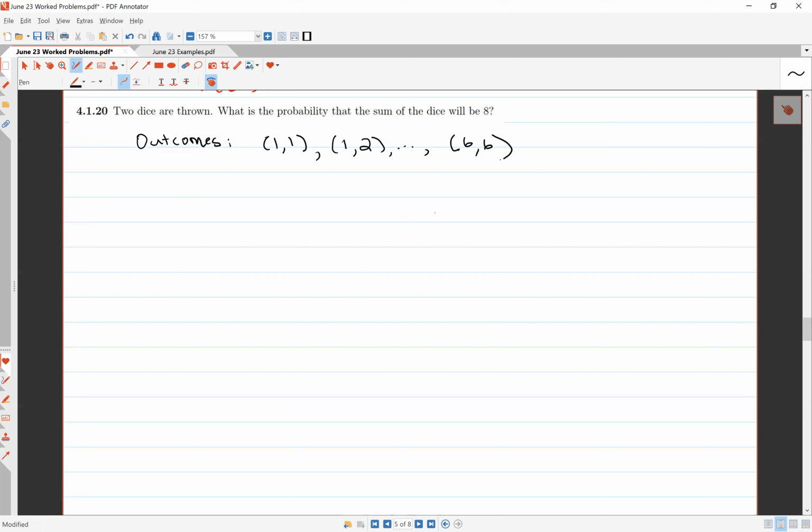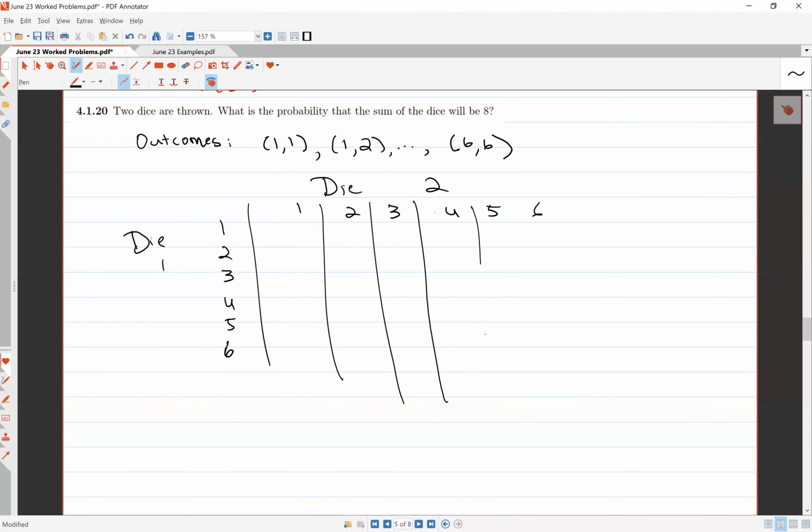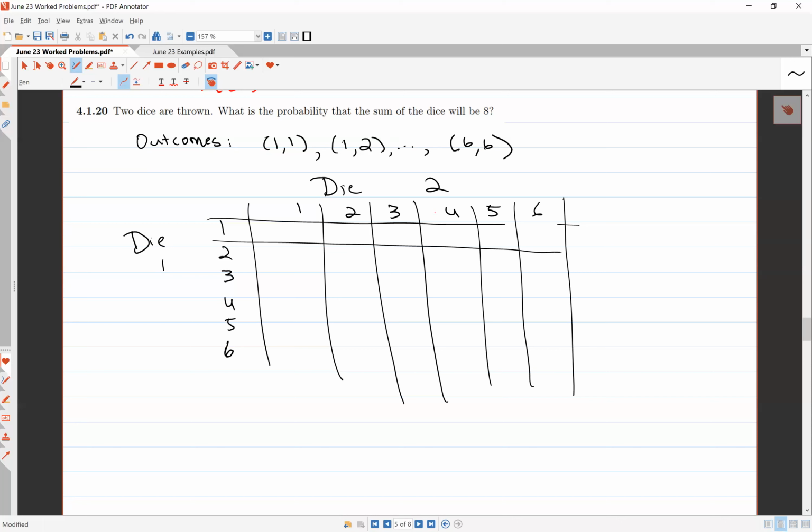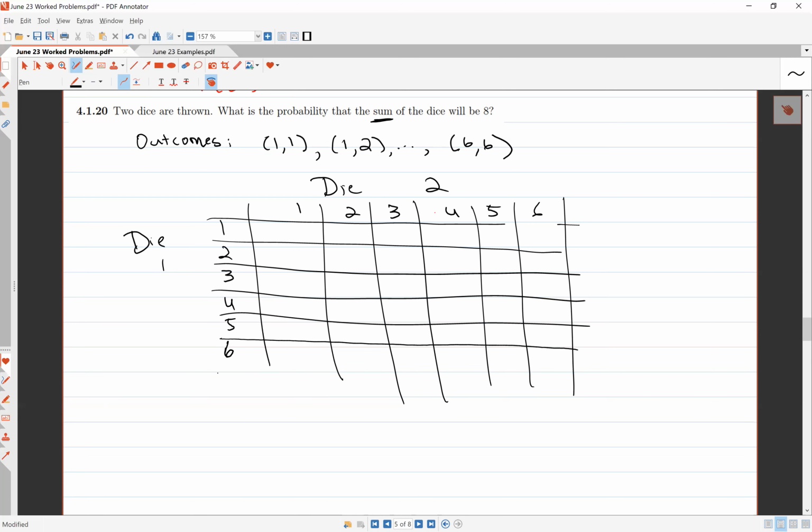But what I find easy to do in this instance is I actually do like a little table. I know with my first die, I can get a 1 through a 6. I know on my second die, I can get a 1 through a 6. And I construct a table specifically in this case because I'm interested in the sum. Just knowing the 2 numbers doesn't tell me everything I need to know. I want to know what the sum of the 2 numbers are. And so I can go and fill out this table with all the sums.